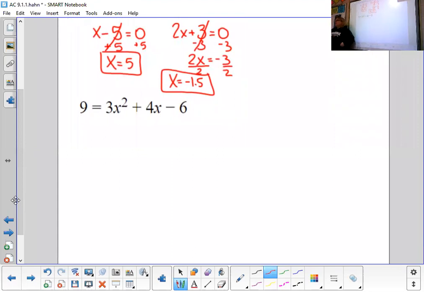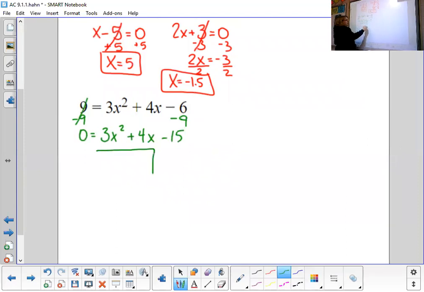What form is this second equation in? This one's in standard form, which means that before I can solve it, I got to get it to factored form. Is it equal to 0? No. So before I factor it, I need to make it equal to 0. And the way that I make it equal to 0, since it's equal to 9, I would subtract 9, because 9 minus 9 equals 0. And that would give me 3x squared plus 4x minus 15. That's what I'm going to factor.